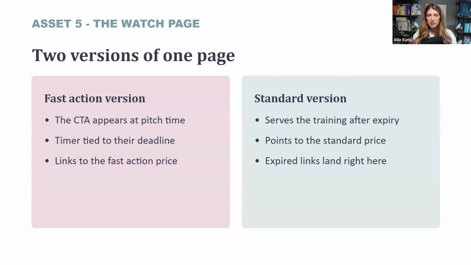So if the fast action price expires, then there's a standard version of the page that is similar, but it has a different price on it. So that you are being legit when you say this page, you can only get this price while this page is live. And then after that, it's going to X price.